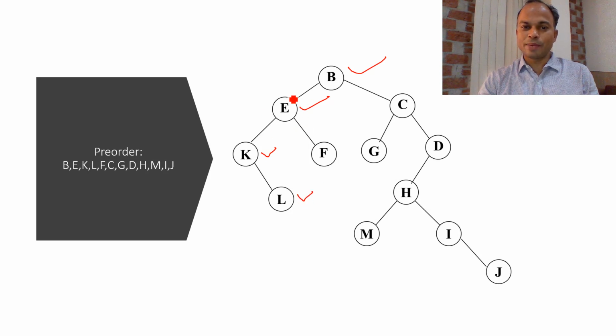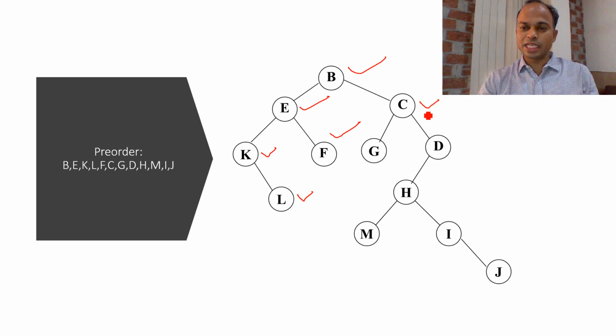I mean if we talk about this root, root has been visited. Left has been visited. Now we have to visit the right part. We have visited F. Root has been visited. Left part has been visited. Now we have to visit the right part. C is the root of the right subtree. We have to visit the root first. Therefore, we are visiting the root C.